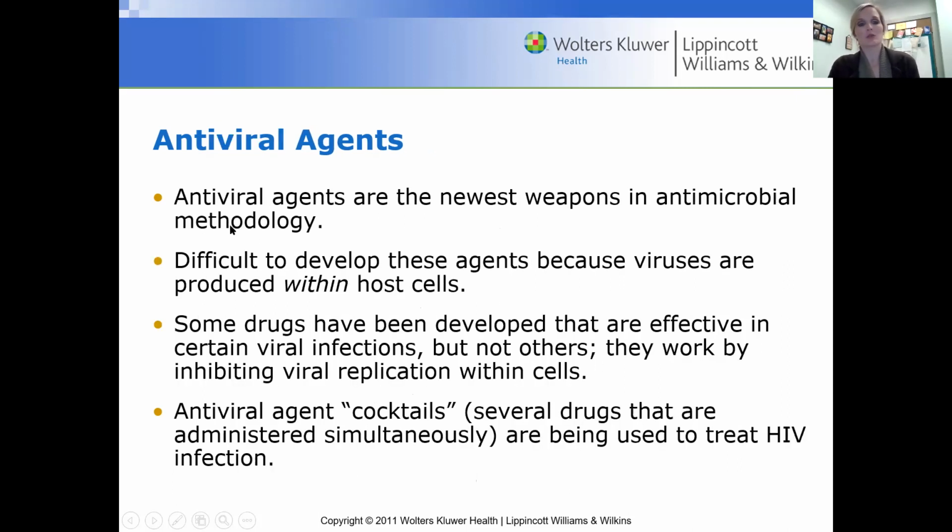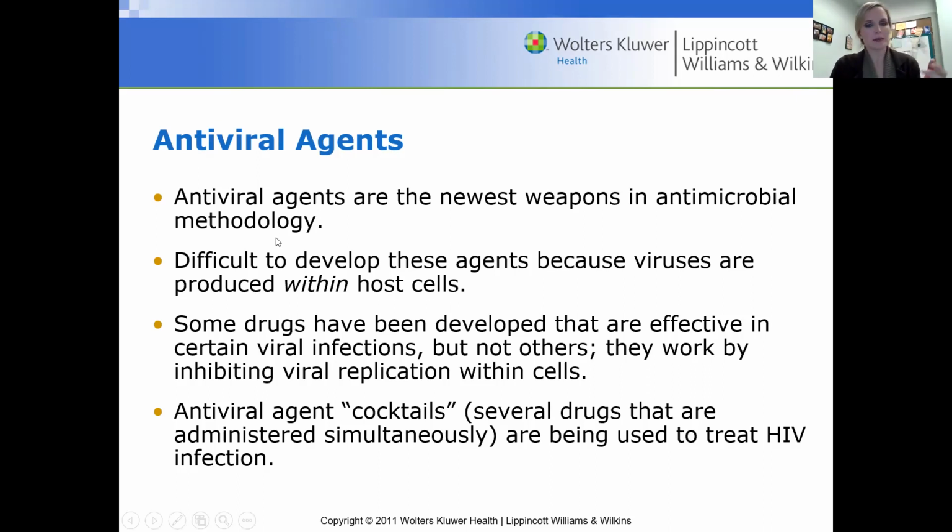So antivirals, as we've already mentioned before in our virus chapter, antiviral agents are the newest weapons in antimicrobial methodology, because, as we've studied with viruses, they're so varied as far as their shape, their size, whether they have envelopes or not, or capsids, or are made up of capsomeres. It's just all kinds of different types of viruses. So sometimes viruses are hard to treat. But these are a little bit newer. As we've studied more antimicrobial agents, we've come up with some that have been effective.